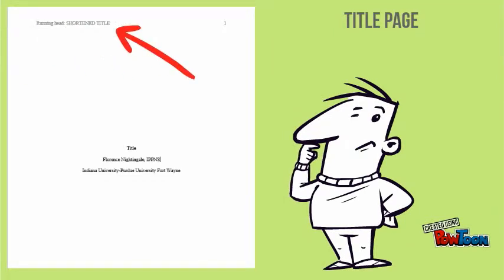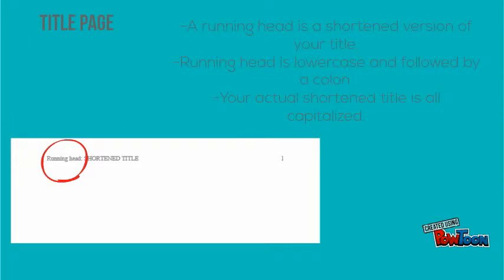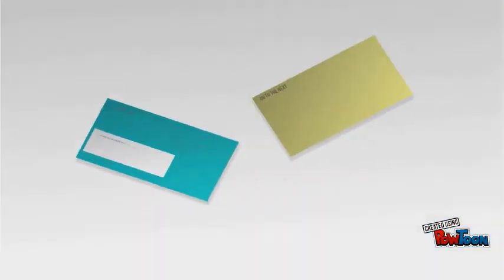A running head is a shortened version of your title and appears at the top of every page of your paper. The running head goes on the left side of your header. You should have the words running head followed by a colon and then your shortened title in all caps. The header will also have your page numbers located on the right side of the header.